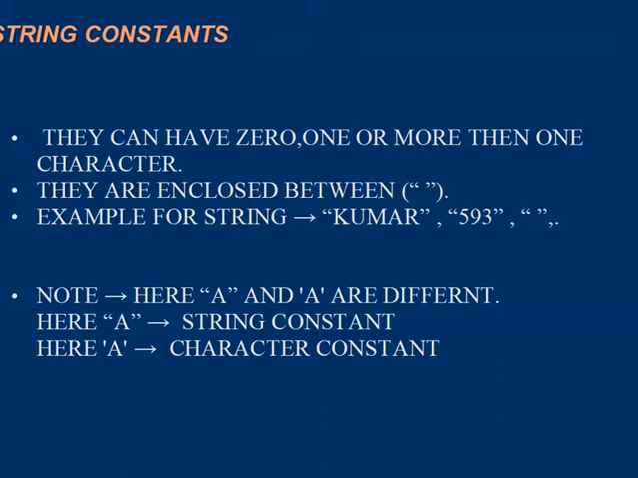Here we have some notes. Let's see. Here "A" with double quotes and 'A' with single quotes are different. Here "A" with double quotes is a string constant, whereas 'A' with single quotes is a character constant, as well as it is going to represent an integer value from the ASCII table. So let us move to the next.